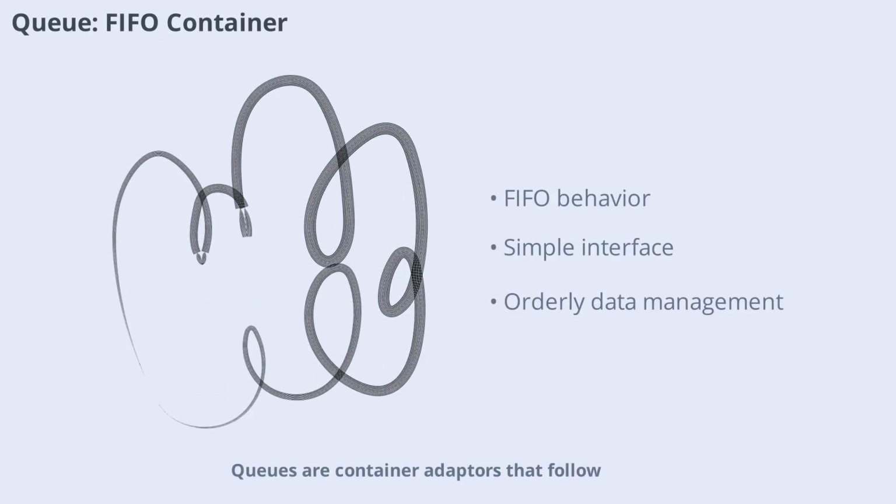Queues are container adapters that follow the first in first out, FIFO, principle. Elements are added at the rear and removed from the front. Queues are built on containers like deque or list, providing a straightforward interface for queue operations. They're ideal for scheduling tasks or managing resources in order.